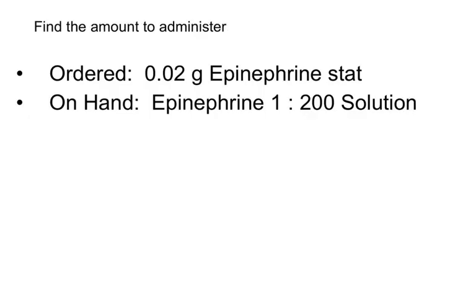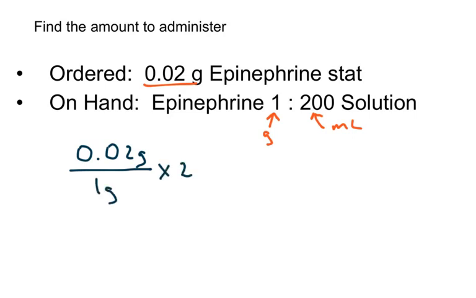Okay. So now these are your ratios, and these are the ratios that are not heparin. What's ordered is 0.02 grams, and what you have on hand is epinephrine 1 to 200 solution. You have to find out the amount to administer. So again, you need to memorize that since this is not heparin, the first number is the number of grams, and the second number is the number of milliliters. So you go to your dosage problem, and you have ordered 0.02 grams. What you have on hand is 1 gram per 200 milliliters.